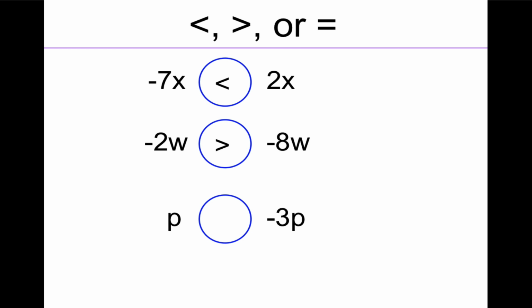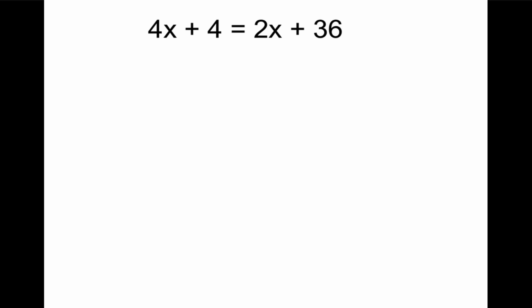And the last one, what is greater, 1 or negative 3? 1, because that's 1p. If there's no coefficient, then it's a 1. So 1 is greater than negative 3. We would get rid of the negative 3p by adding positive 3p. Okay, if this seems confusing, bear with me. We're going to proceed straight to an example.